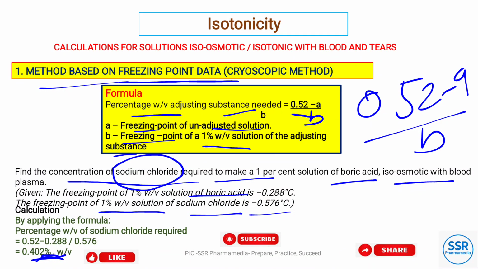We substitute in the formula: 0.52 minus 0.288, divided by B, which is sodium chloride, 0.576. So finally we get the answer: 0.402% weight in volume.